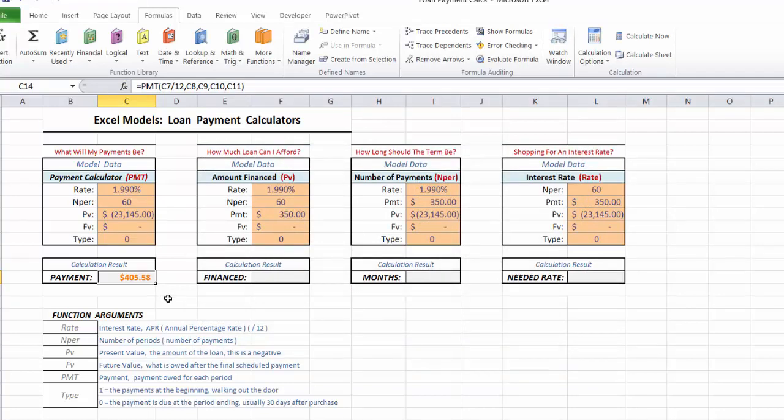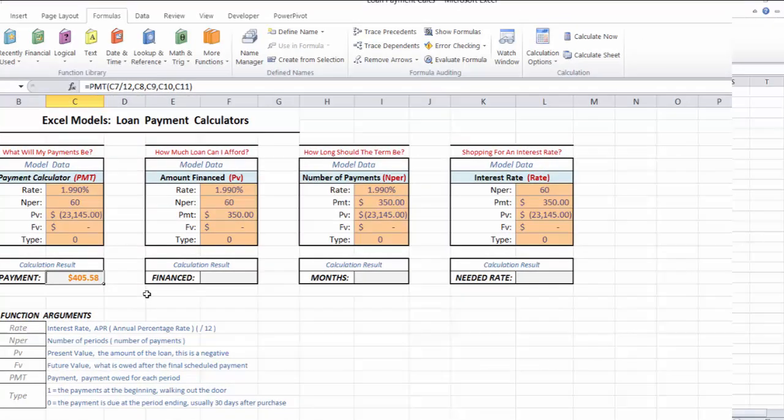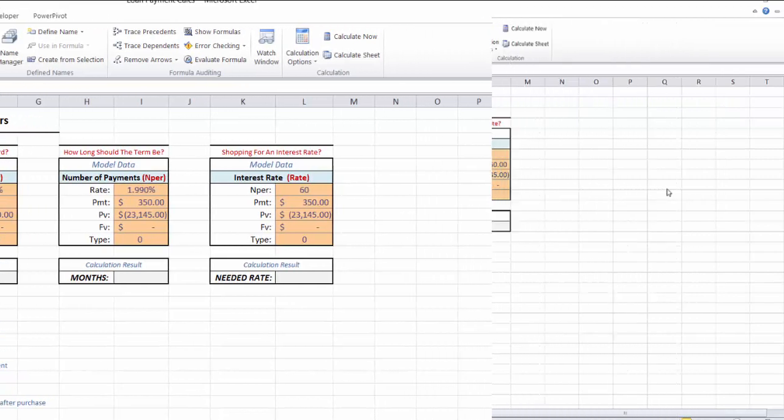It's real simple. What's really nice about this model is she can go back anytime in the future and change any of this data here, and it will recalculate whatever her payment's going to be. That's what I really like about this a lot. Yeah, it's great.